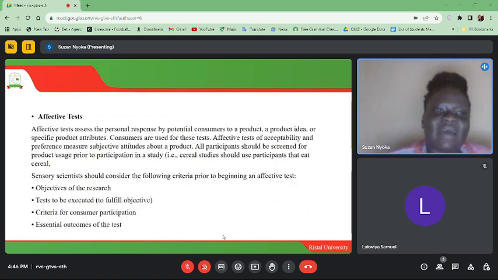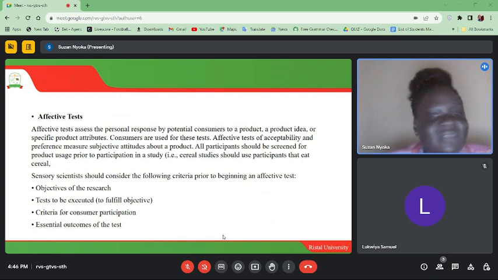The next is affective test. Affective test assesses the personal response by potential consumers to a product, the product's idea, or specific product attributes. Consumers are used for this test. Affective test of acceptability and preference measures subjective attitudes about products. All participants should be screened for product usage prior to participation in a study.